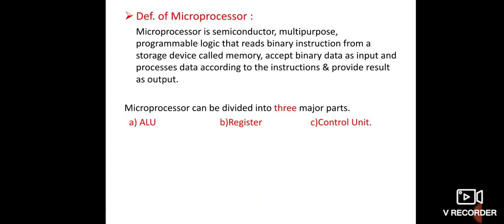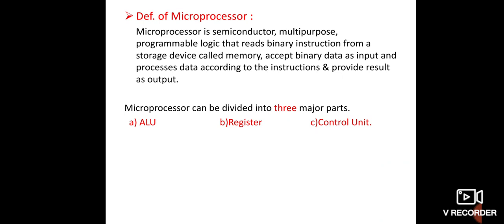Microprocessor can be divided into three major parts. First one ALU, second register, and third one control unit. ALU means arithmetic logic unit. In this arithmetic logic unit, we calculate arithmetical and logical operations. For example, addition and subtraction. All this calculation is done in the ALU.